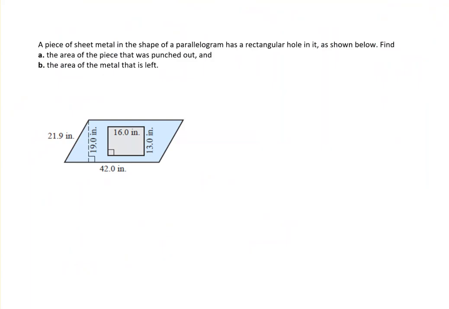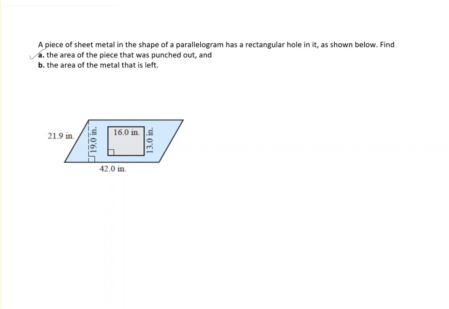So take a moment to read this example. We have a sheet of metal. It is the shape of a parallelogram, and there is a piece that is punched out. We need to figure out two things here. First, the area of the piece that is punched out, and then the area of the metal that was left. All right, so we can start with the area of the piece that got punched out.